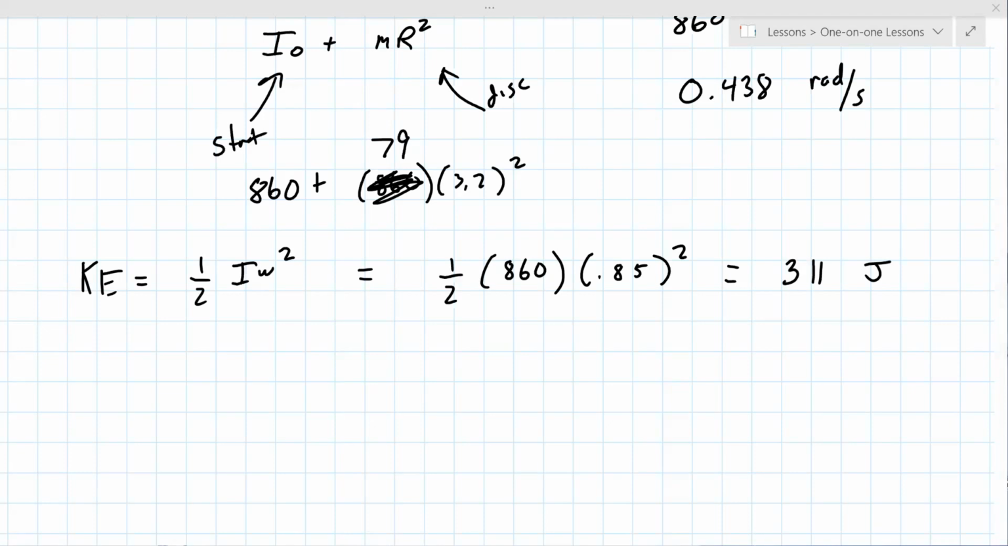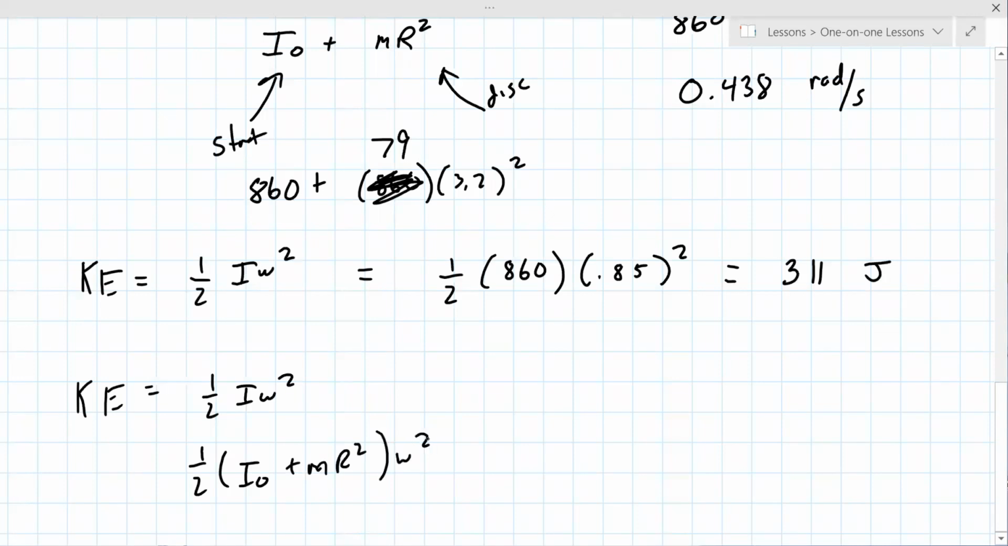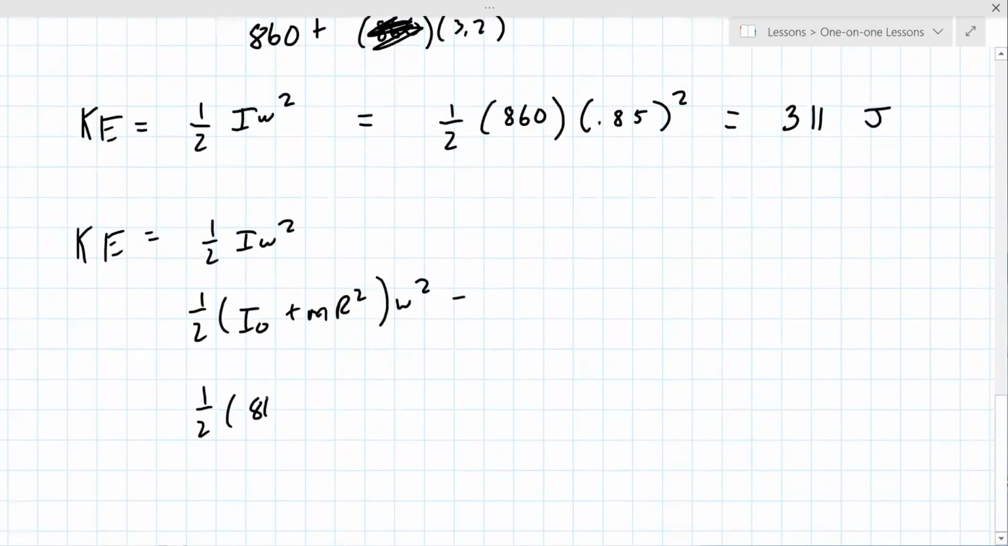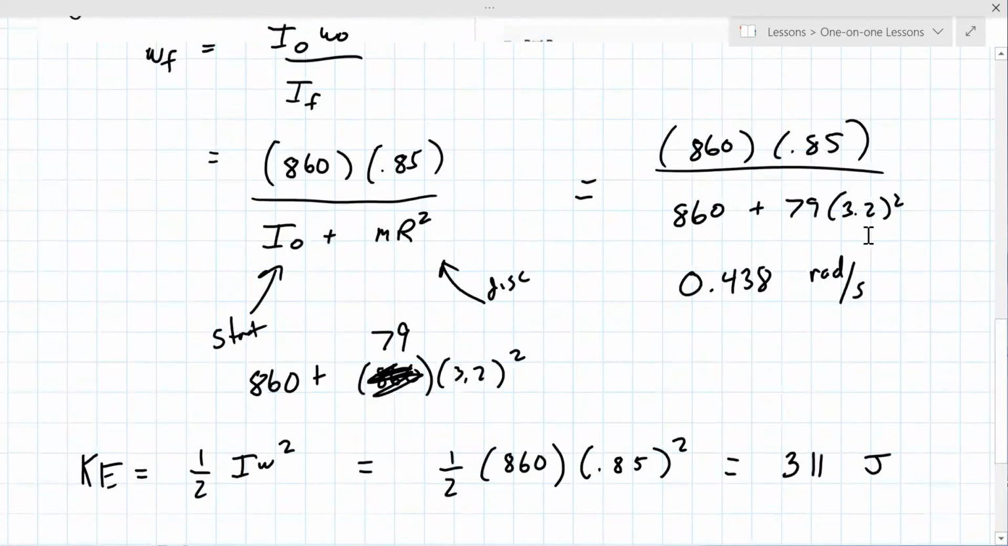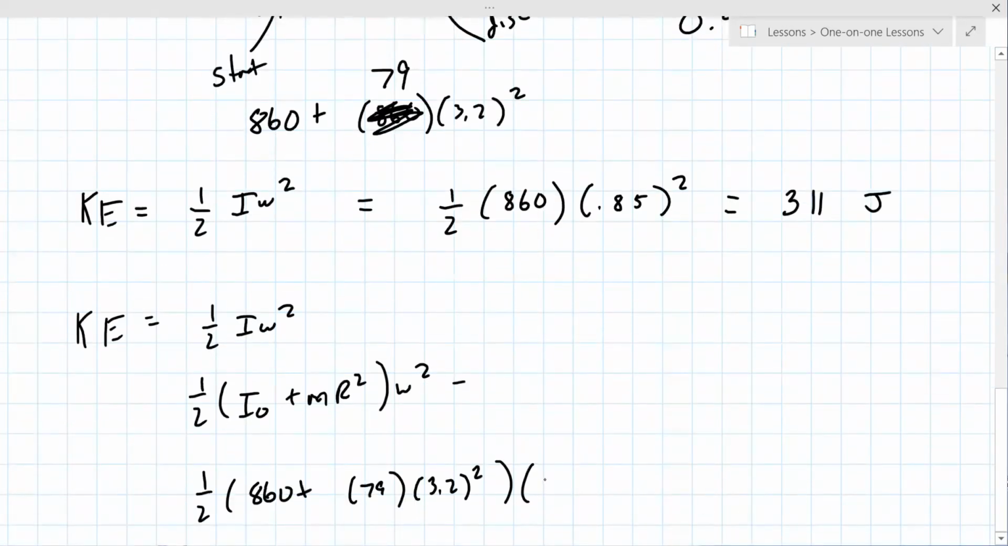Now the kinetic energy at a later time is also 1/2 I W squared, but just like we did in the previous calculation, it's got a couple components to it. It's the I initial plus the M R squared, times W squared. So now you have all these values. The initial was 860, the mass is 79, the radius was 3.2 squared. W is the value you calculated from the first problem, so you want to use that unrounded omega, 0.438 with some other digits. And that gives you your second energy.